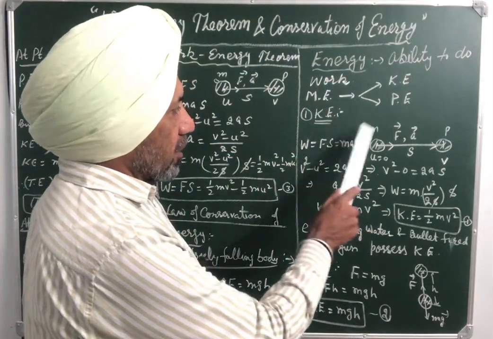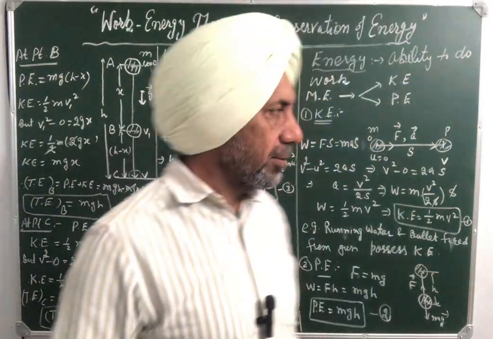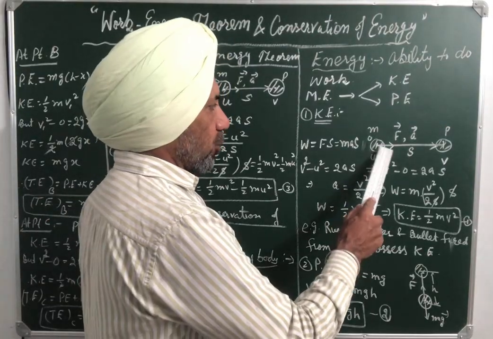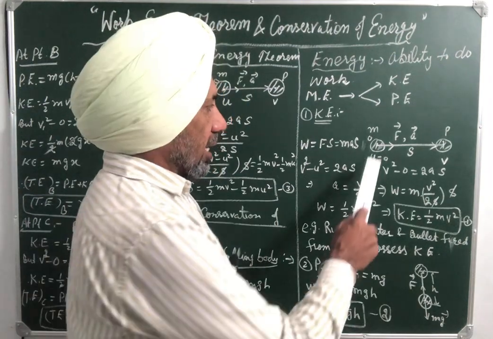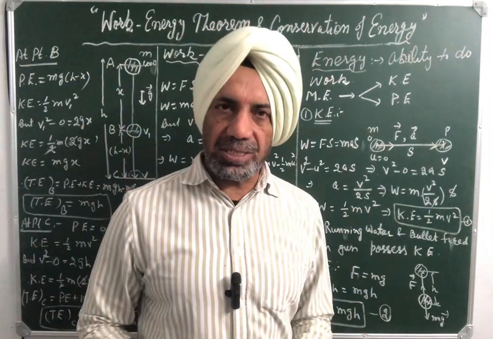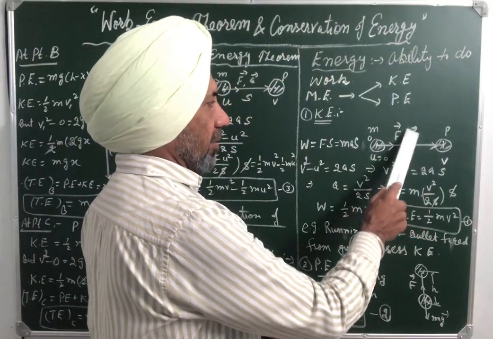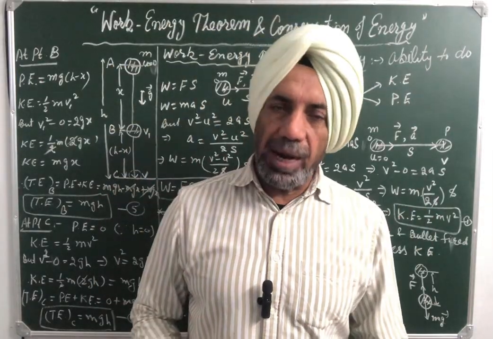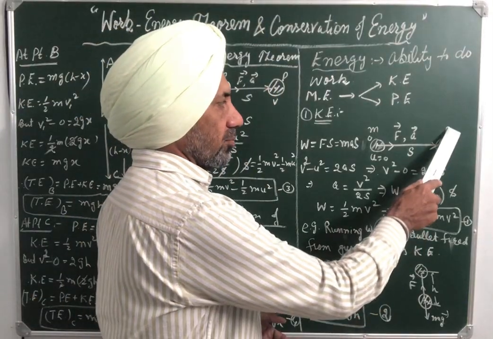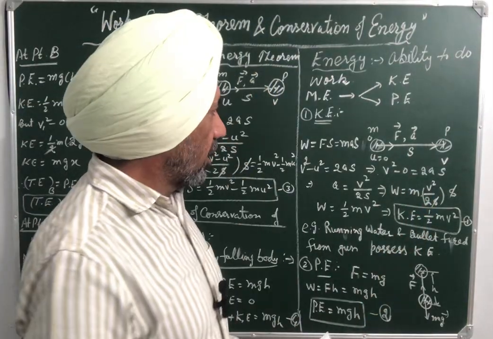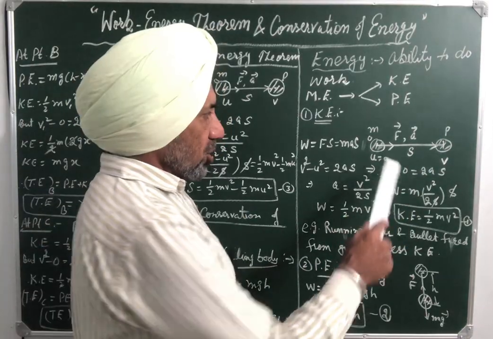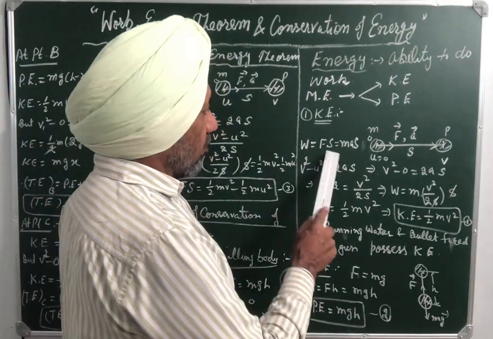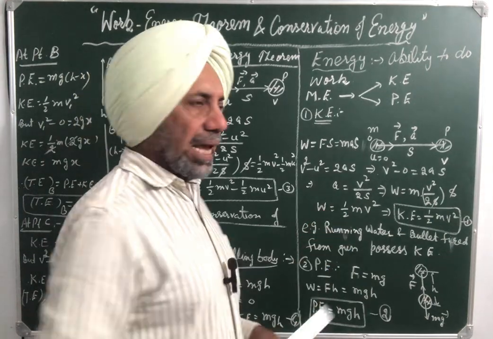And to derive expression for kinetic energy of a body, suppose a body of mass m starts from rest, and suppose F is the force acting upon the body and it displaces the body through a displacement S having acceleration A, and let V be the velocity acquired by the body at the final position P. Then amount of work done during this motion by the force is given by W is equal to F into S. By Newton's second law of motion, F is equal to ma, so it will be ma into S.